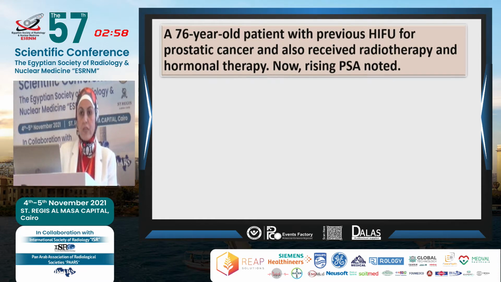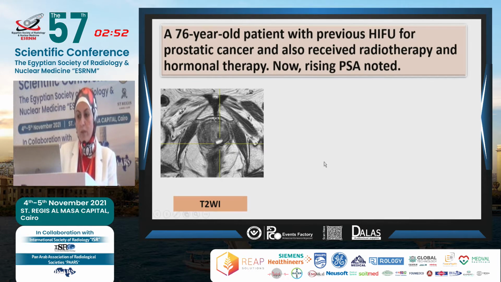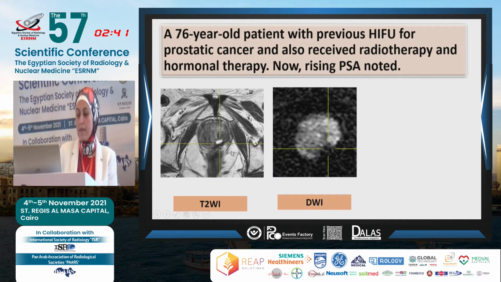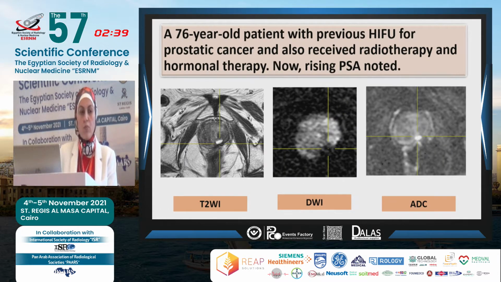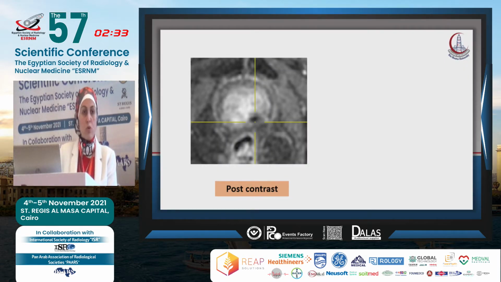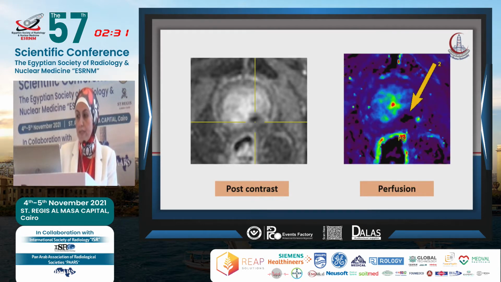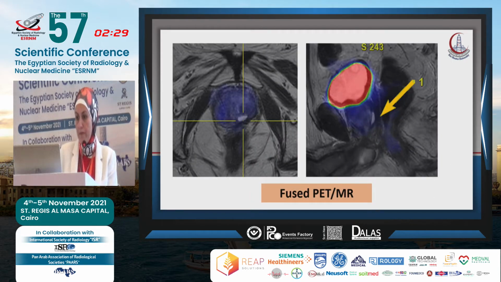For evaluating treatment response, it is very valuable to use the PET MRI. Let's see this patient with previous HIFU, which is a local treatment for the prostate. This is the T2 showing that the treated area appear to be completely cystic. And this is the diffusion with the ADC with no restricted diffusion, denoting that this is a well-treated prostatic lesion. Also negative uptake on the contrast image and also on the perfusion.